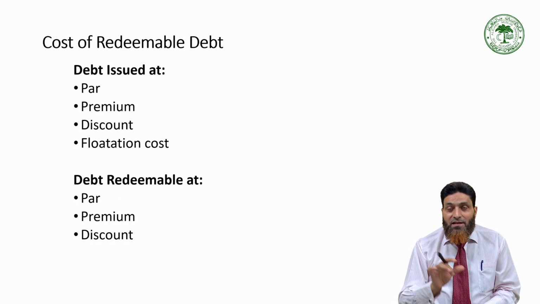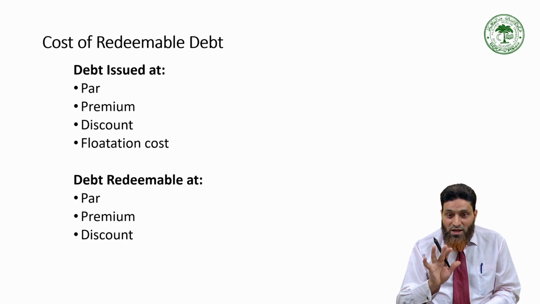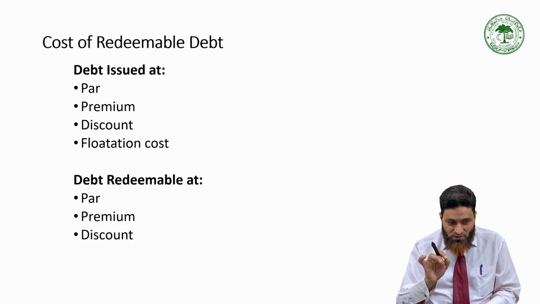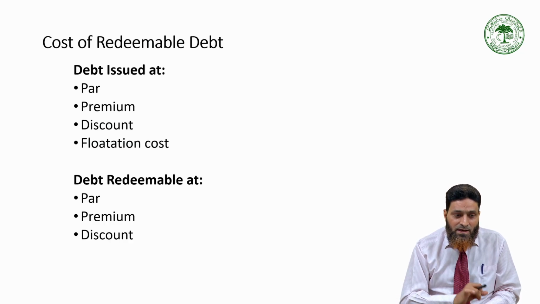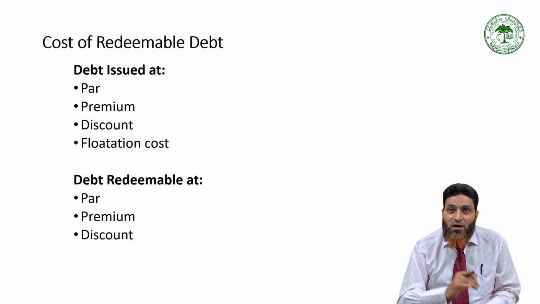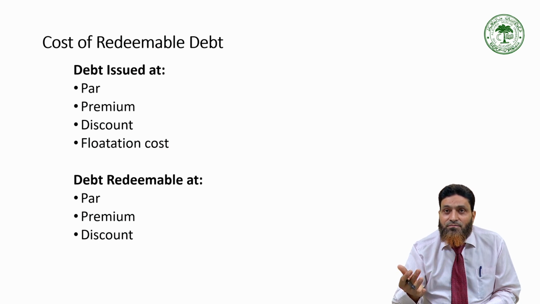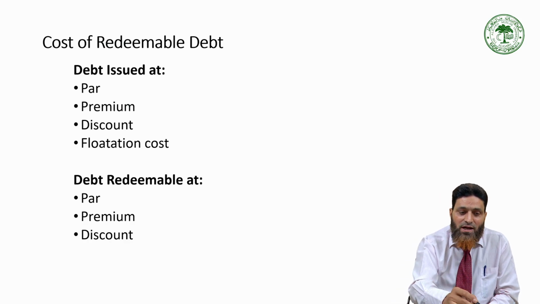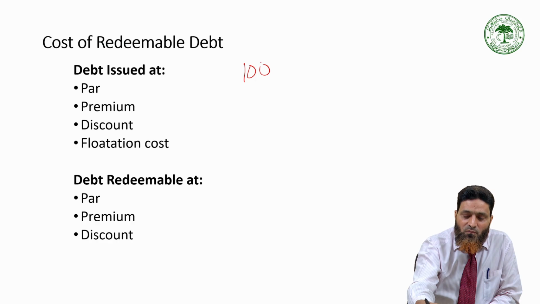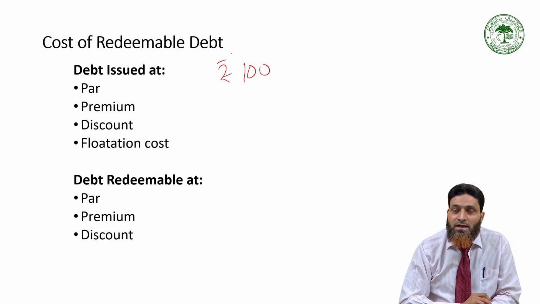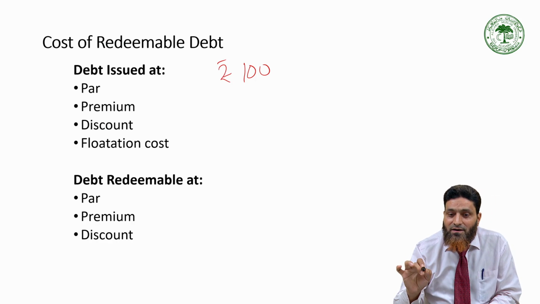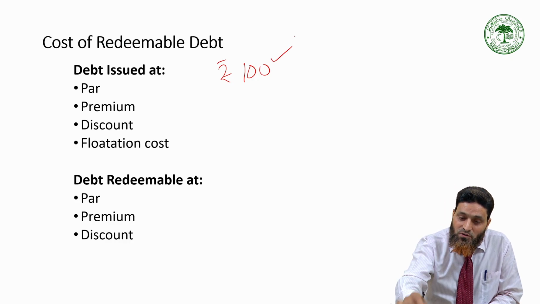Now this one is a little bit complicated, so you have to be very attentive and understand it properly. Cost of redeemable debt. Once a loan has been borrowed, debt has been taken, then normally in the case of companies, debentures or bonds are issued. So these bonds are issued at, suppose the value of the bond or debenture is rupees 100. If it is issued at par, the price of the bond is 100 and it is issued at 100, so the company is likely to receive the same amount.